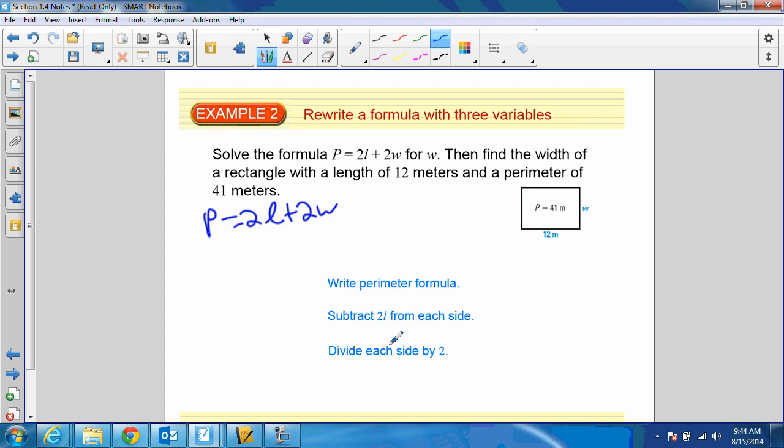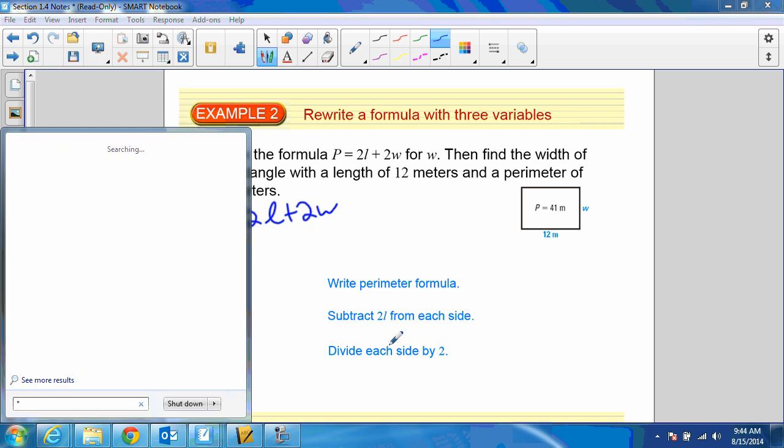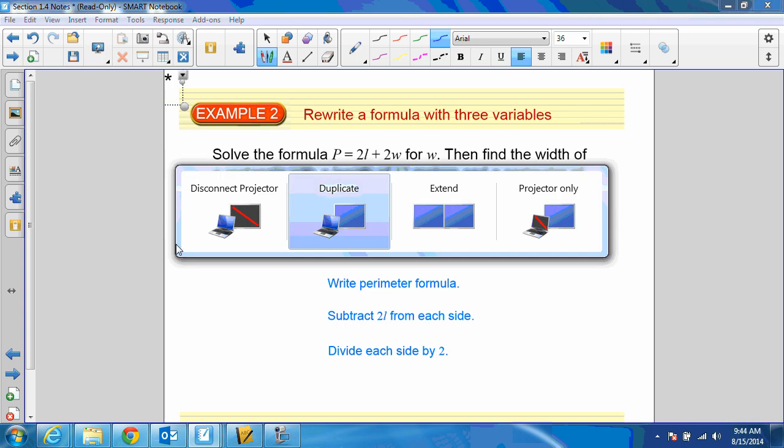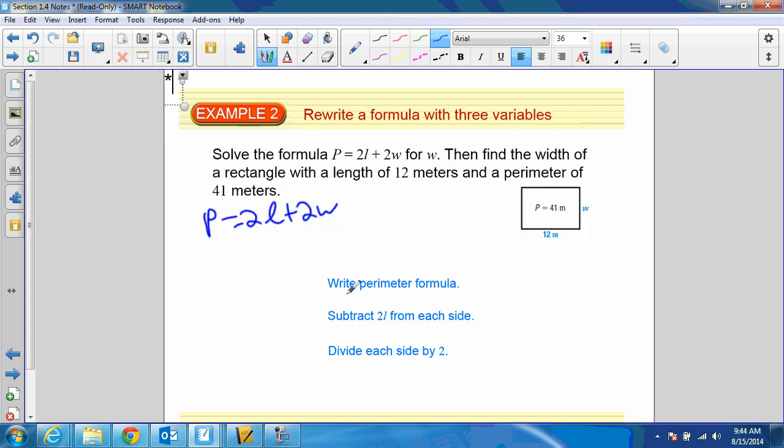Make sure this is working right. One second. Okay, we're good.